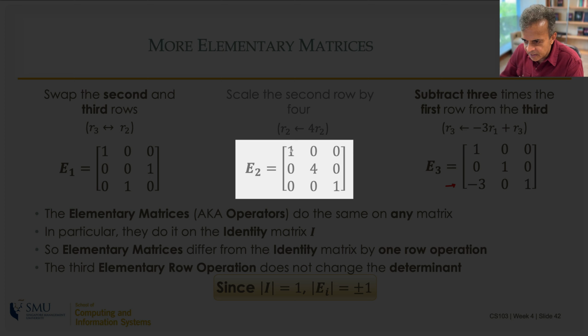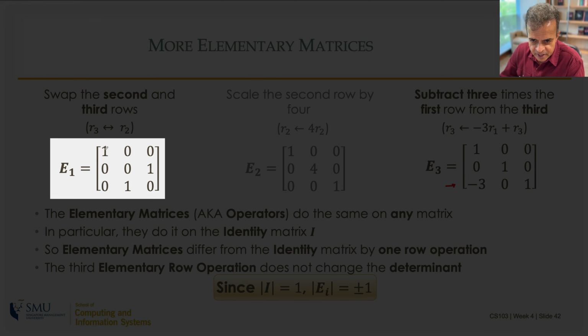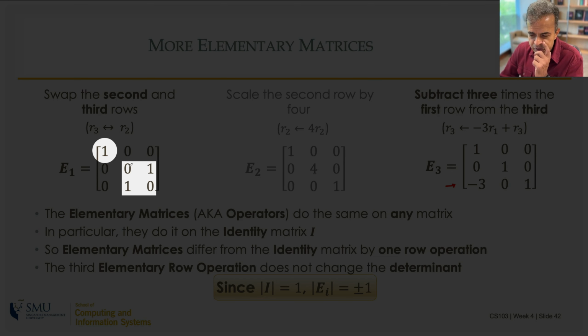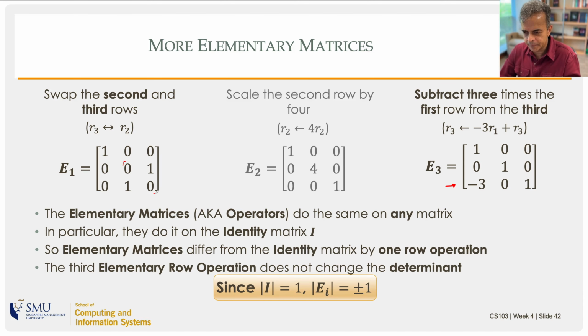But here, the second row operation, the determinant is 1 times 4 times 1. So that did change. Here, the determinant is 1 times the determinant of the submatrix here, which is 0 minus 1. So the determinant has changed sign. That is because we swapped 2 rows. So all those things fit in very nicely, don't they?